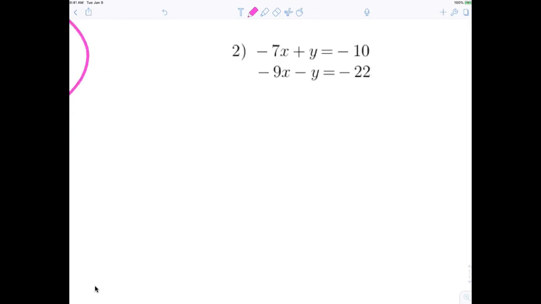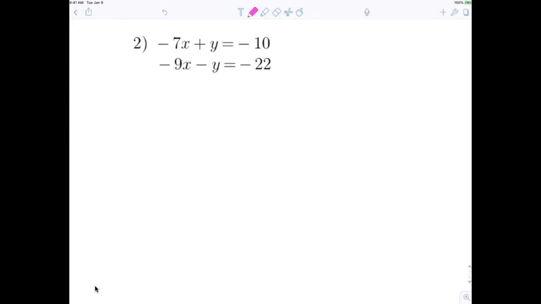Now, we're going to do the same thing with number 2. Because it's addition, we're just going to add it. I want everybody to add the first step. And what's the answer, Carly, when I add the first step? When you add negative 7x and negative 9x, the answer is negative 16. And what happens to the y's? It cancels out. And then? And then it equals negative 32.